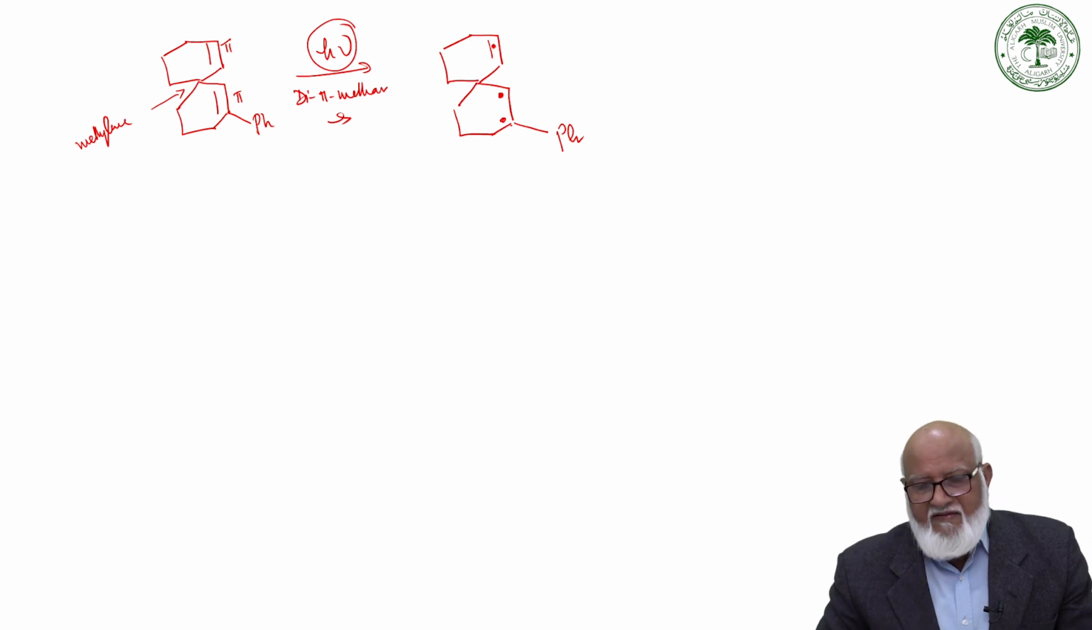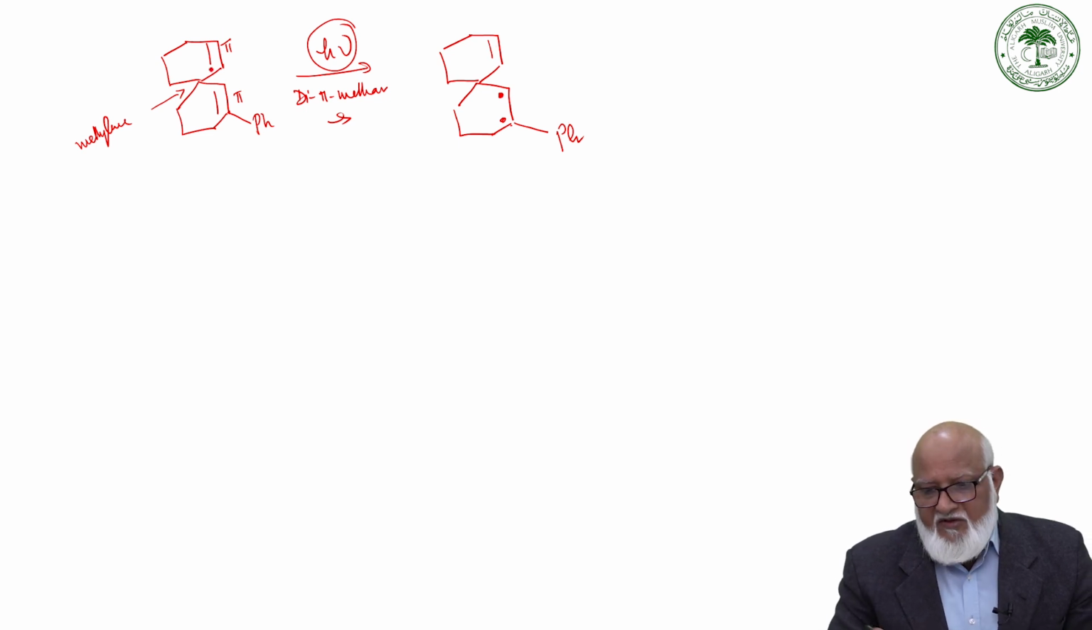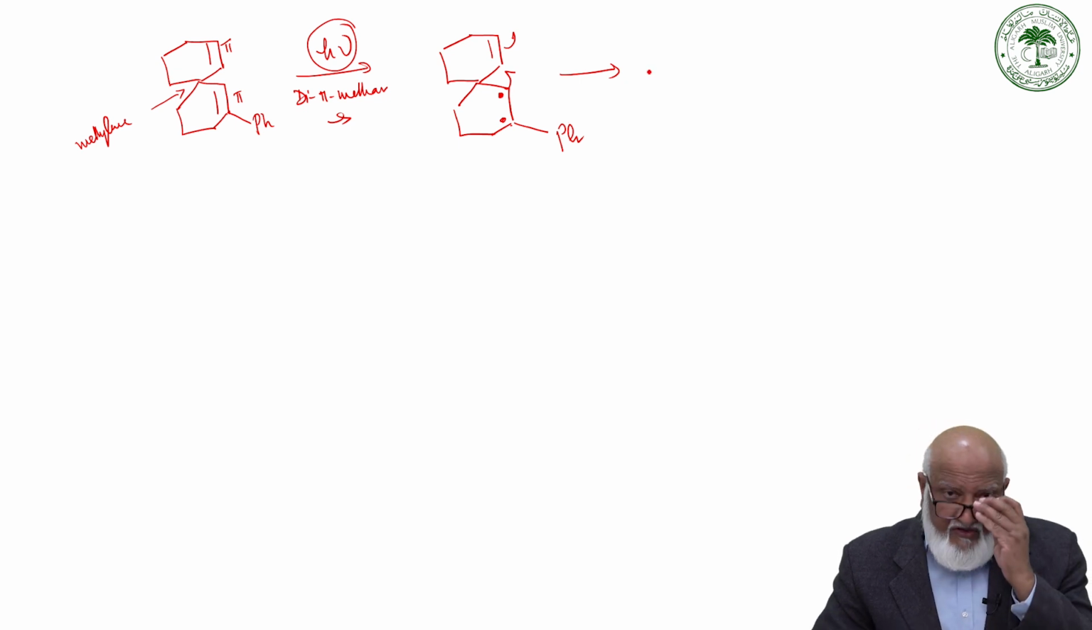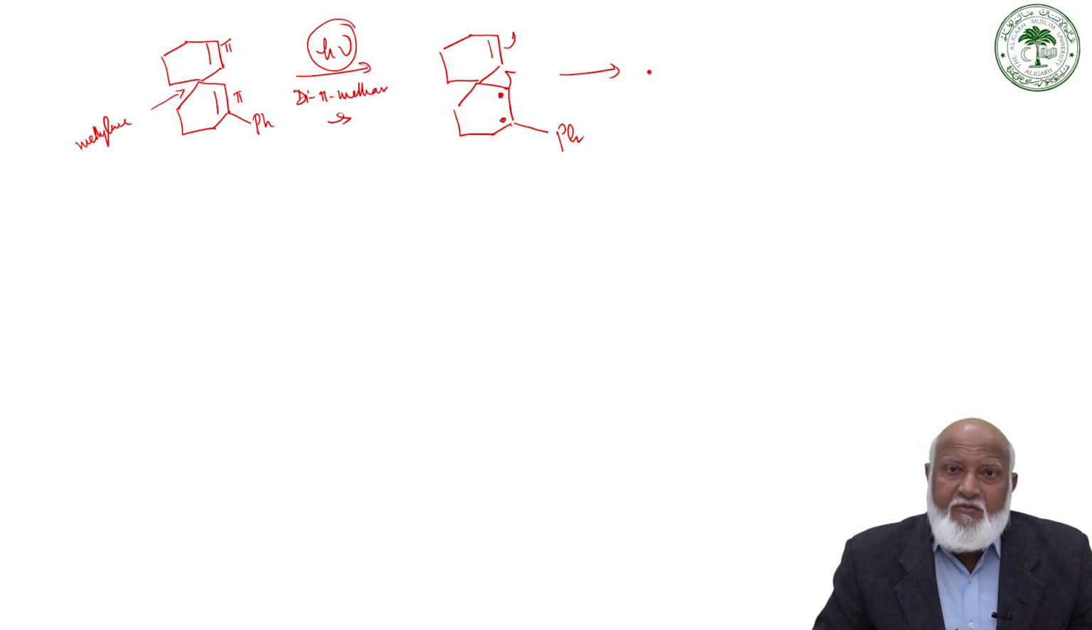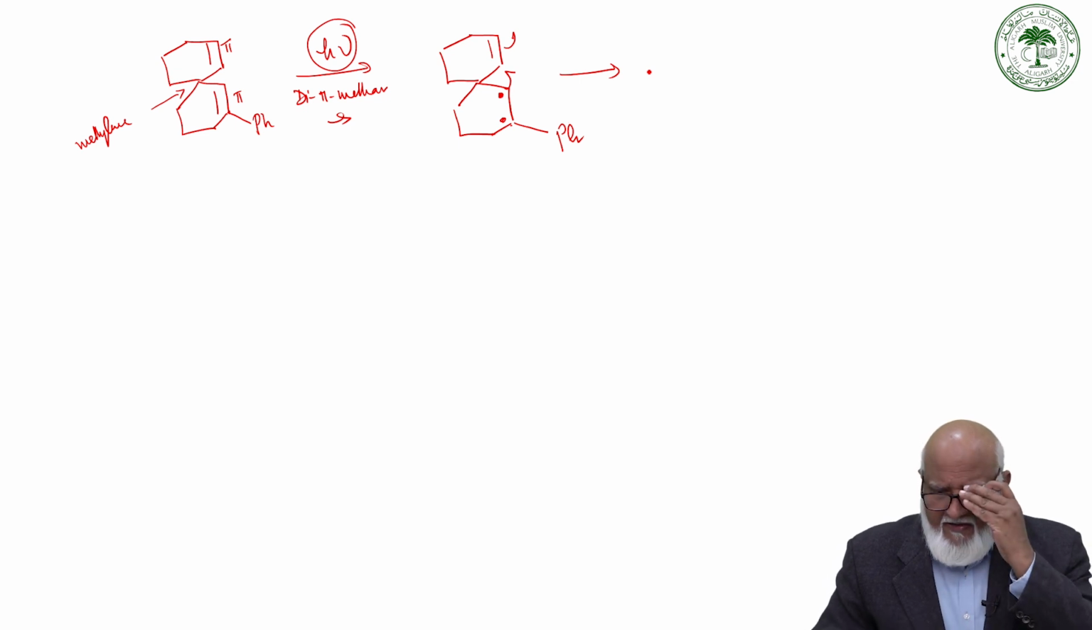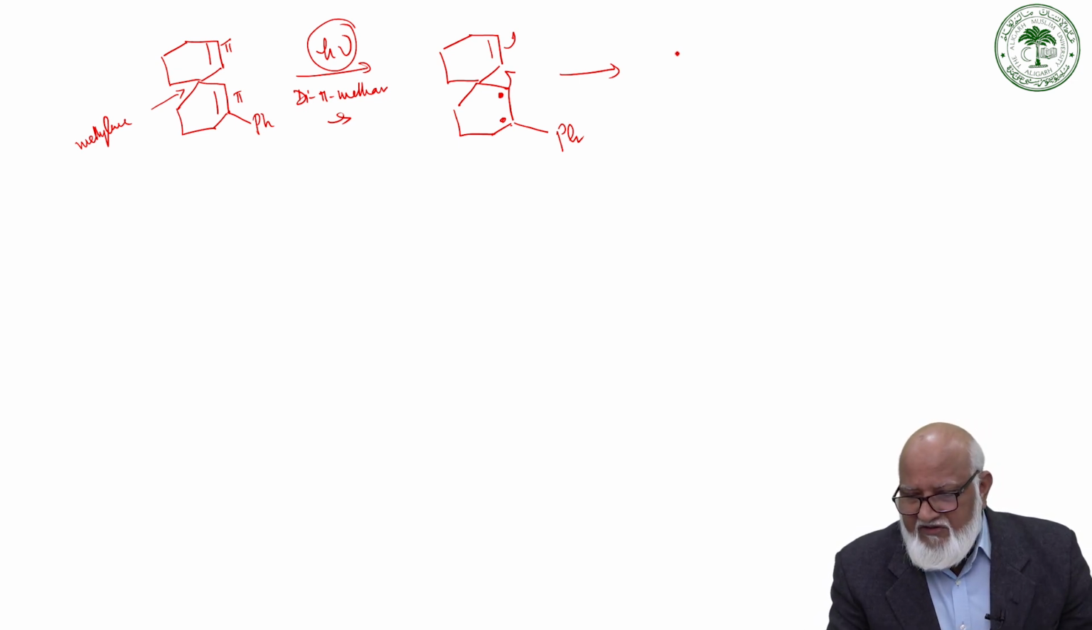Of course, we can generate a diradical here as well, but whether we generate the diradical here or here, we end up with a common intermediate. So it is very difficult to say which double bond is going to be excited, but we can definitely say that the main intermediate involved is the cyclopropyl 1,3 diradical.